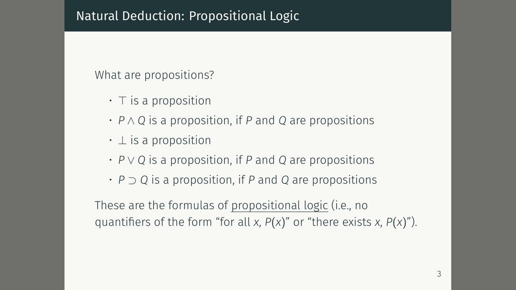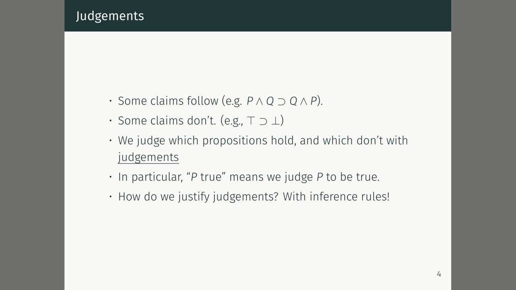And how do proofs in basic propositional logic work? Because some claims are true, some claims are false. So if I told you P and Q implies Q and P, then you're going to believe me. But if I told you something else, like say true implies false, then you aren't going to believe me. And so we need some way of judging which propositions hold and which ones don't. And the way we do so is with judgments. We're going to give a judgment P true to mean that here is a way of judging P to be true. And so how do we form these judgments? And the answer is with inference rules. And this is where we're going to start seeing that connection to type theory.